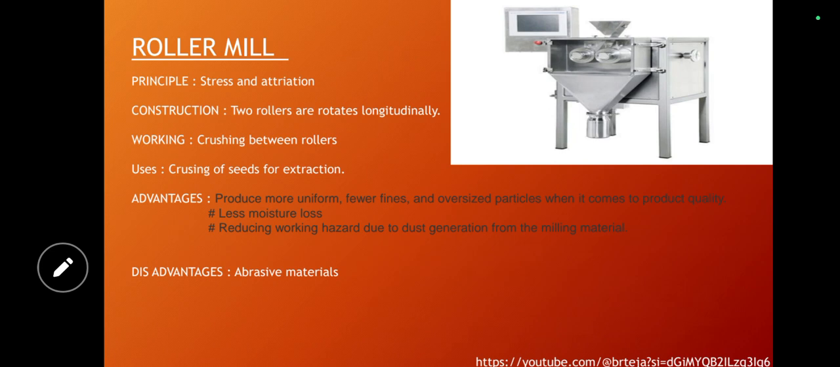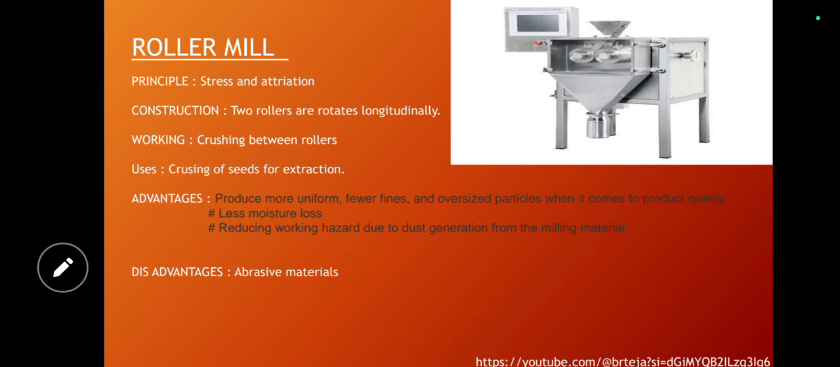Working: crushing by the rollers. The roller mill is helpful for crushing. Uses: crushing of seeds for extraction. Here you can take the material for crushing of seeds for extraction. It is mainly helpful in pharmacognosy, for herbal drug preparation. This is the use of this equipment.